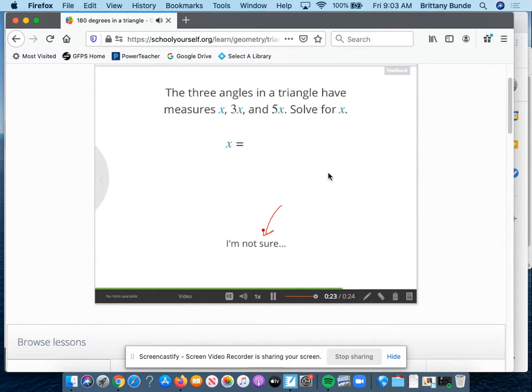So for your final challenge, suppose I tell you that the three angles in a triangle have measures of x, 3x, and 5x. Try using this information to solve for the variable x. If you get stuck, click down here. Okay, so these are our angle measures, but instead of having numbers, they're variables. How many total x's do we have? So like 1 plus 3 would be how many? 4, right? And then 4 plus 5 more gives me? So now we know that 9x has to equal 180. So what's 180 divided by 9?